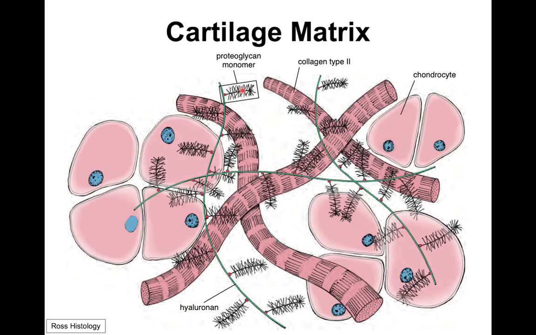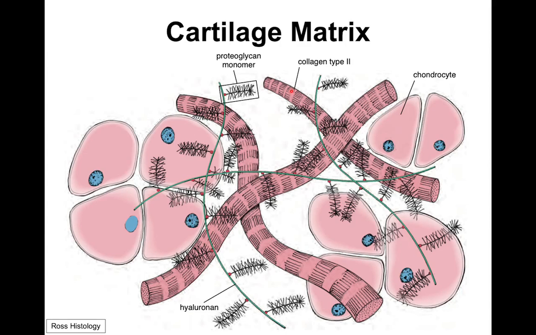But if it's an elastic cartilage, in addition to proteoglycans and type 2 collagen fibers, we will have elastic fibers. And if it's a fibrocartilage, in addition to proteoglycans and type 2 collagen fibers, we will have type 1 collagen fibers. So the matrix may vary, but generally it consists of proteoglycans and type 2 collagen fibers.